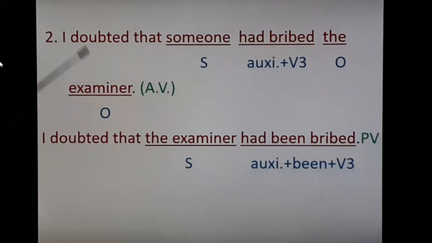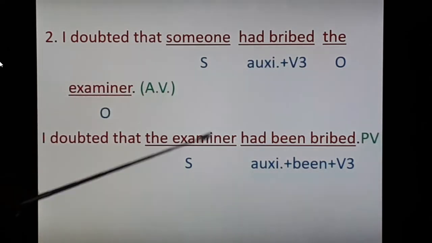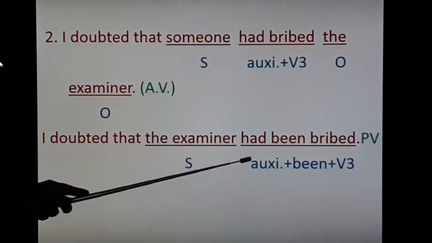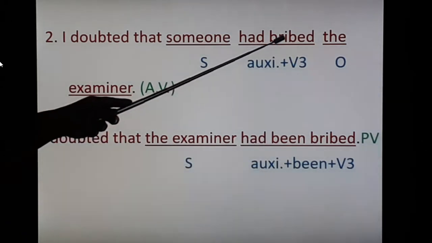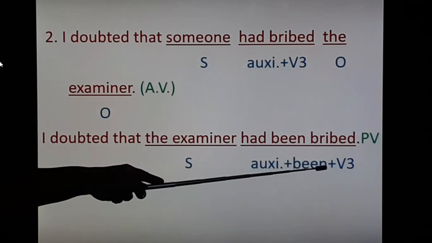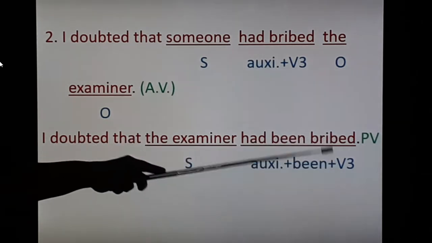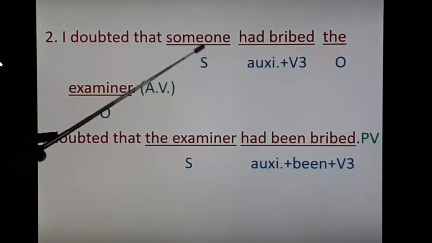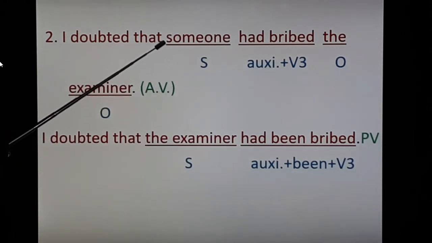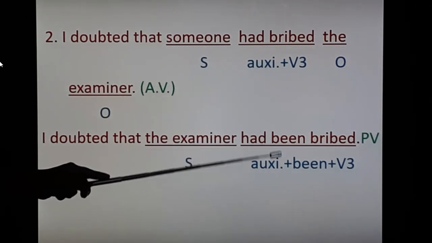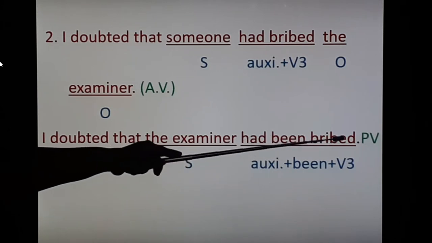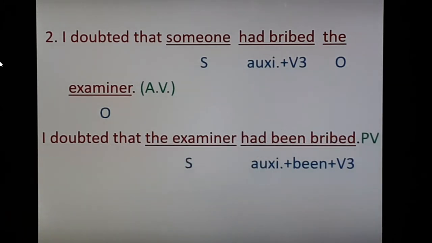I doubted that. The same thing you have to write without any change. And then you have to add the object first. So the examiner, then had, then add been, then V3 form that we have already written in active voice. Same thing you have to write. And then put a full stop. No need to write by someone, because when you find this kind of subject, someone, people, government, no need to write it in passive voice. So here you have to put a full stop. So this is passive construction.